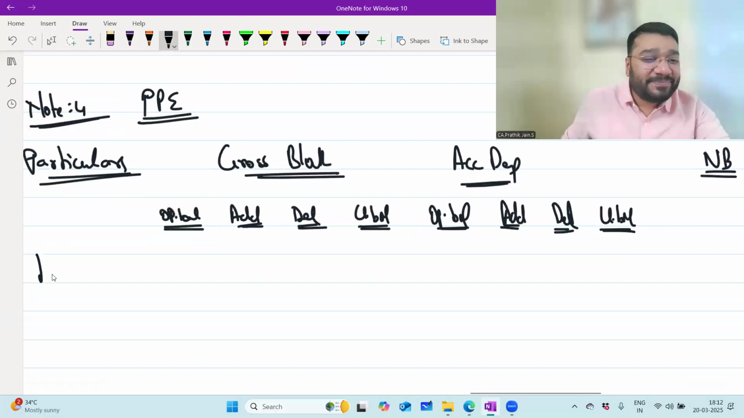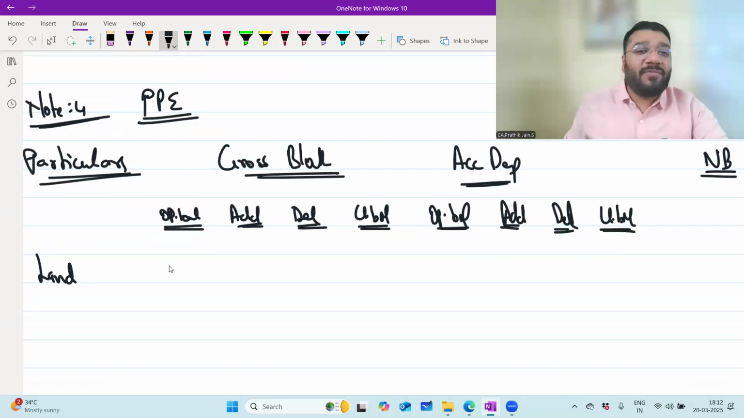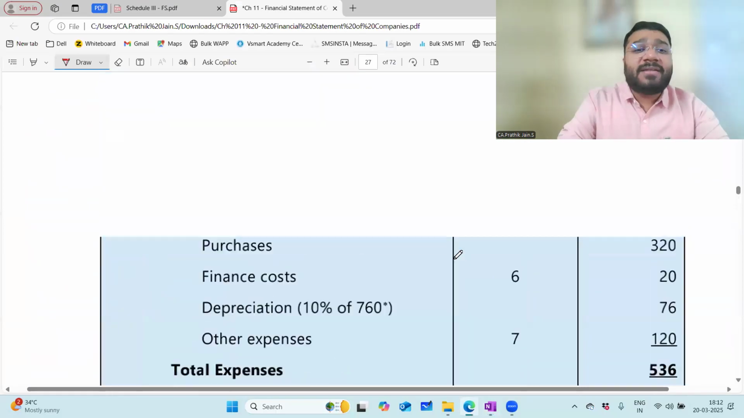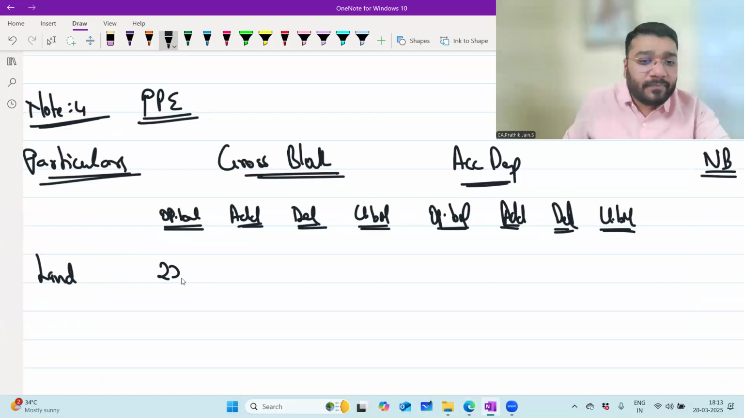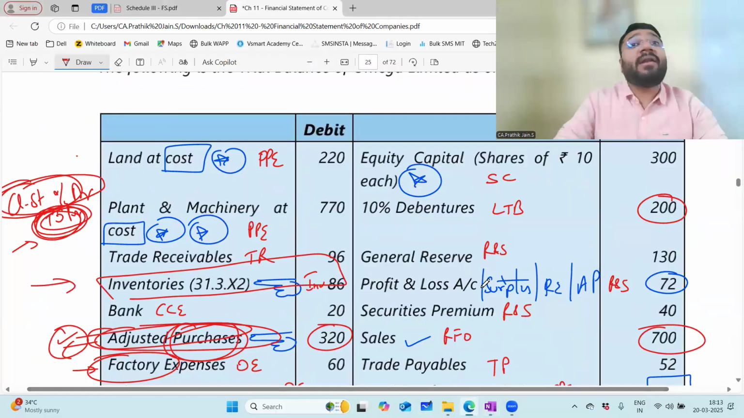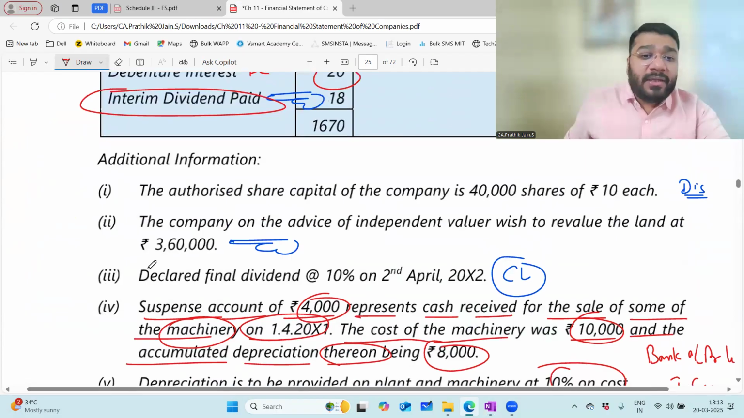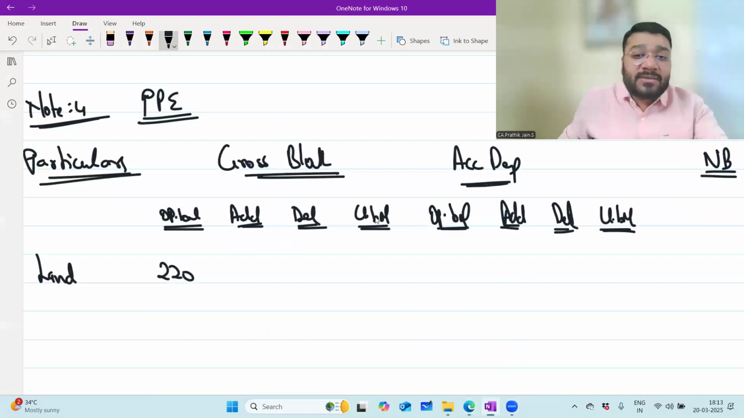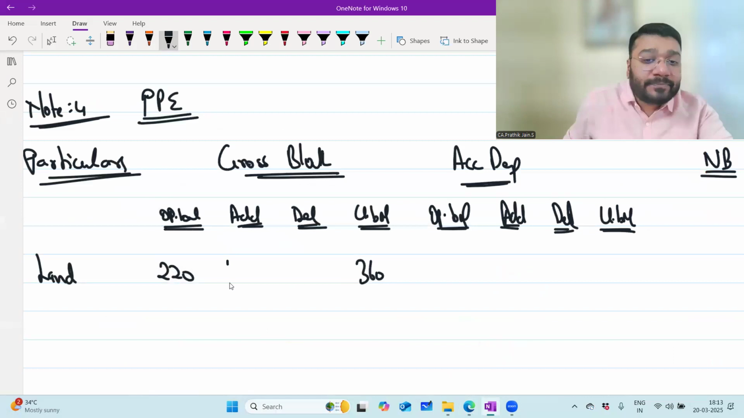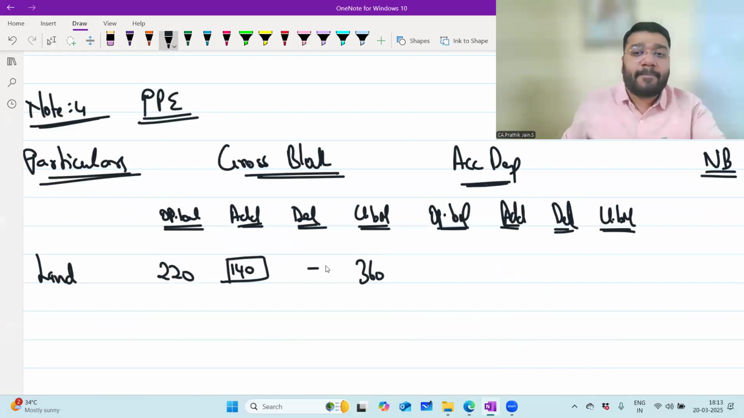Now land. What is the opening balance of land? It is given in the trial balance, no? 220. Addition: there's an upward revaluation of the asset. They are telling that the value of the land should now be revalued at 360. From 220, they want it at 360. So what is the increment? 140. Depreciation is nil. Net block is 360. Any problem?